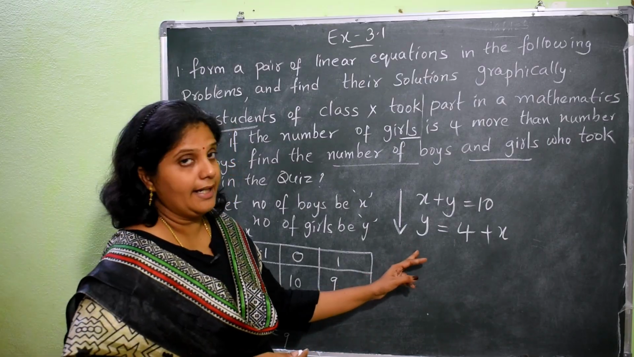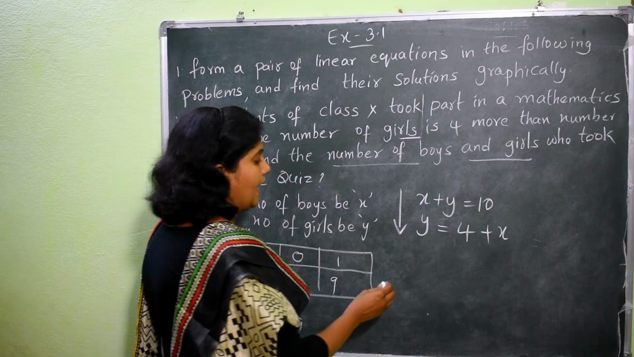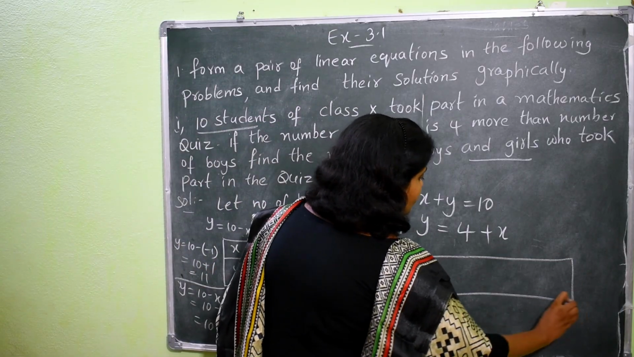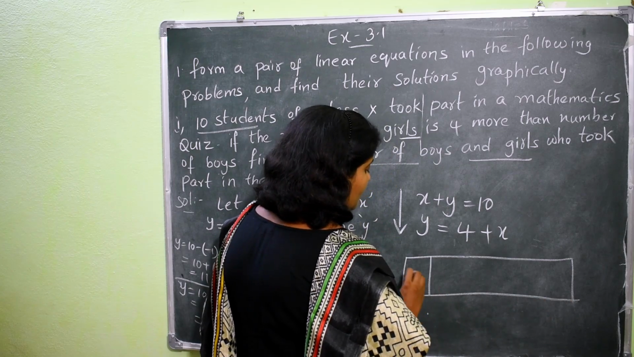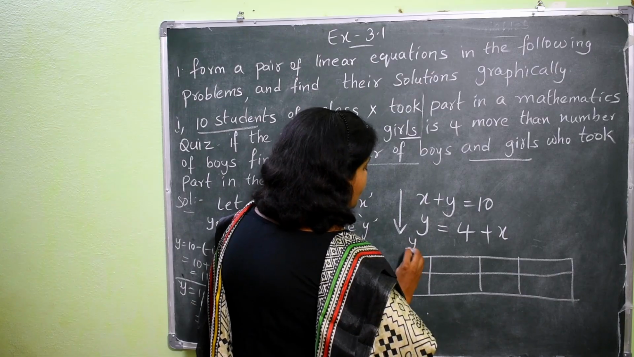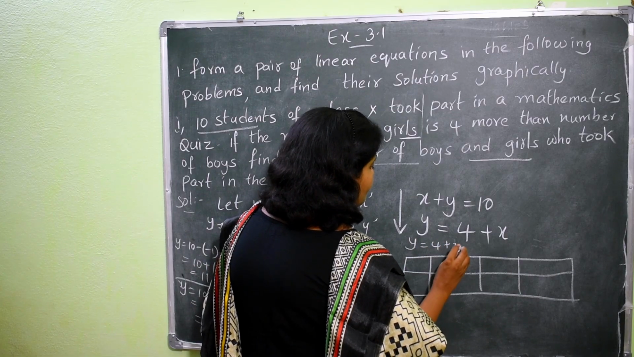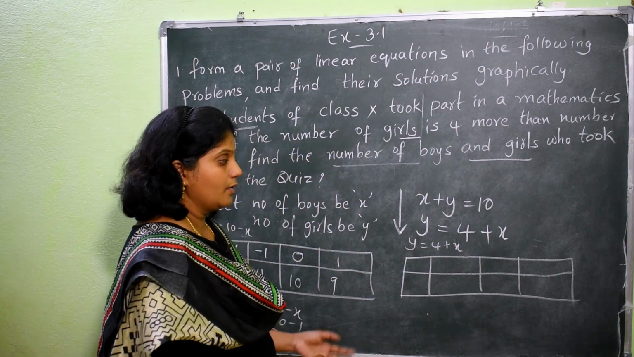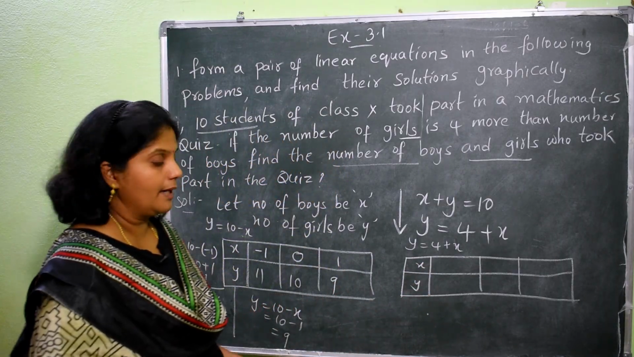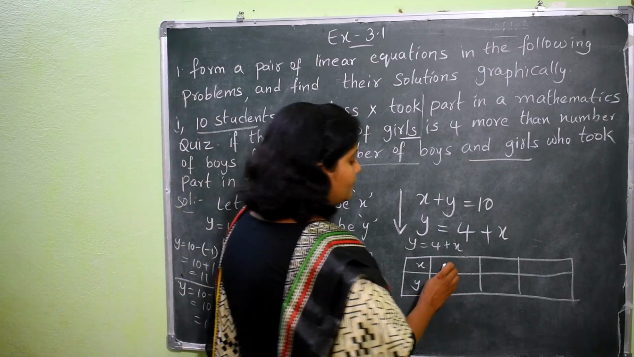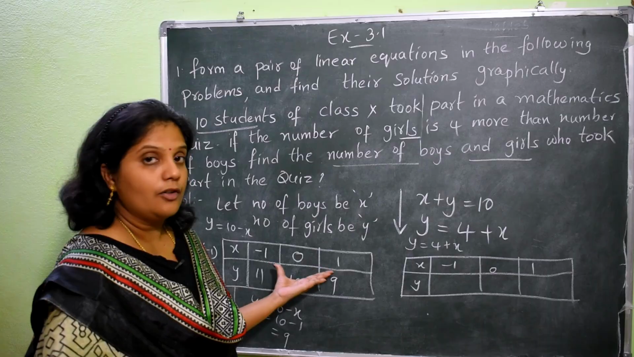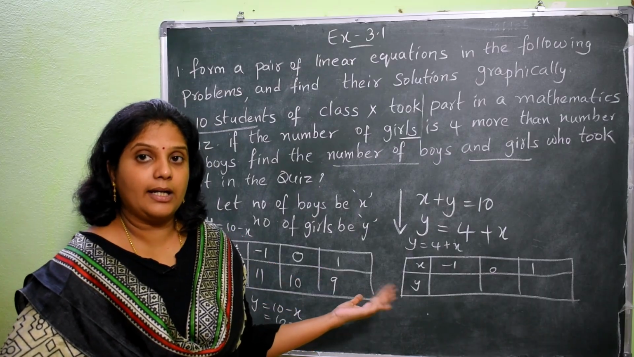So let's take the second equation, y is equal to 4 plus x. Draw the tabular form for this also. So I am taking the equation y is equal to 4 plus x, and here also I am taking x and y values. Here also I am taking the same values, minus 1, 0 and 1. We can take any values. Not only the same values, you can take any, but I am taking the same.